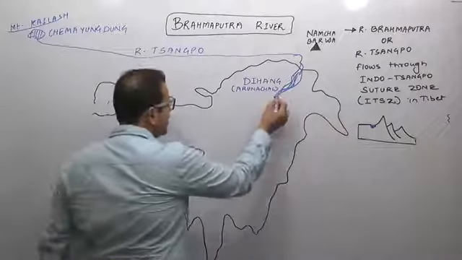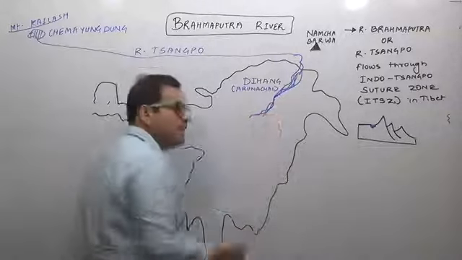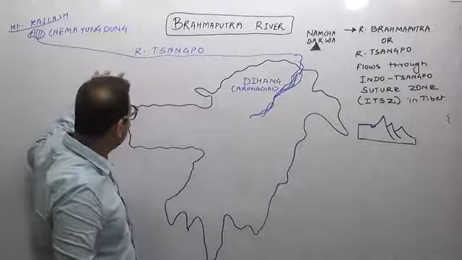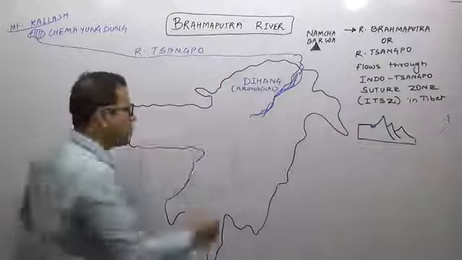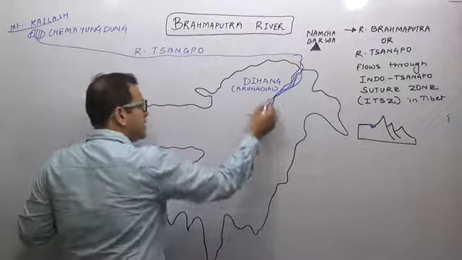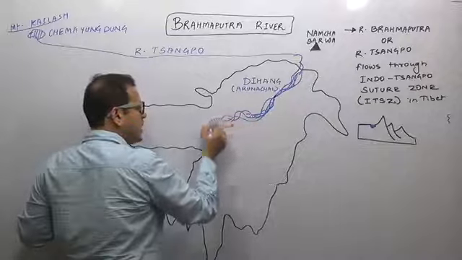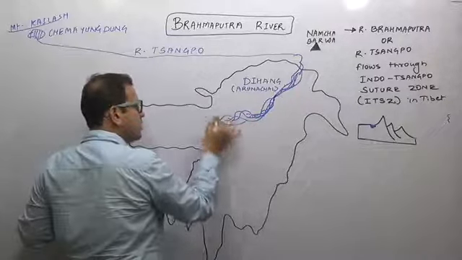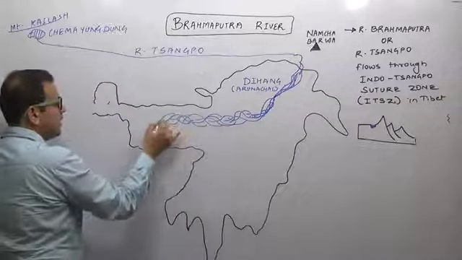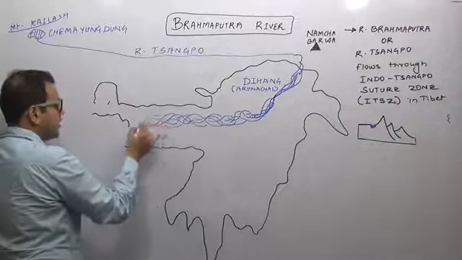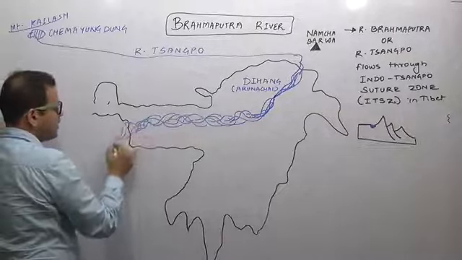And then it enters the plains of Assam. In the plains of Assam, because it flows through a narrow region between the hills of the Himalayas and the hills of the Peninsular Plateau, this river starts meandering. It starts changing its course, and as a result gives rise to a highly braided channel. And then after that it enters Bangladesh.